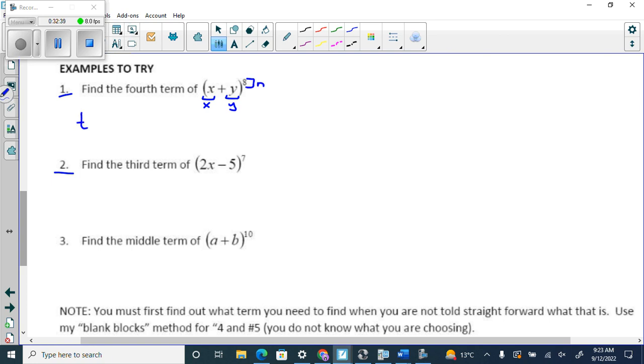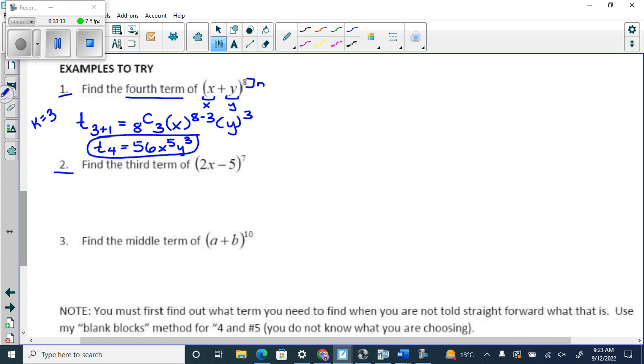So if I want the 4th term, I want t3 plus 1. So my k is 3 to get the 4th term. So I'm going to do nCk: 8C3, x to the 8 minus 3, y to the k, which is 3. So I'm going to get term 4 equals, what's 8C3? 56. 56 x to the 5, y cubed, done, because they didn't have any numbers on them.